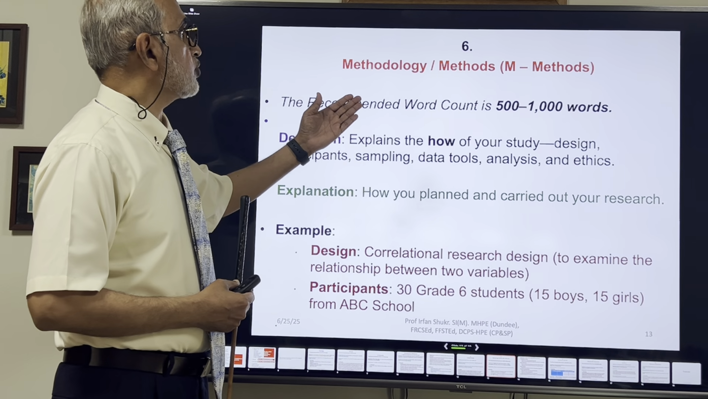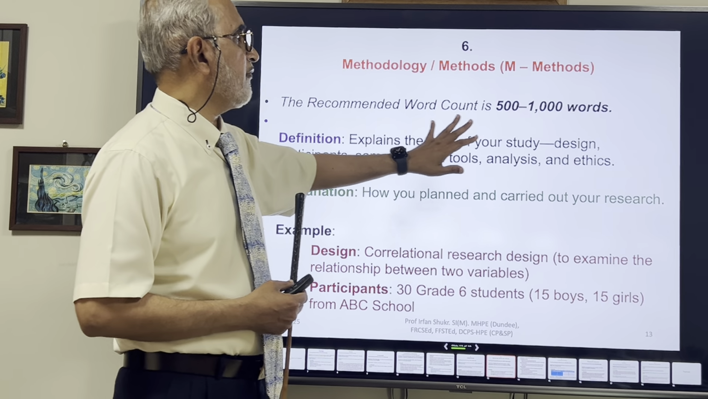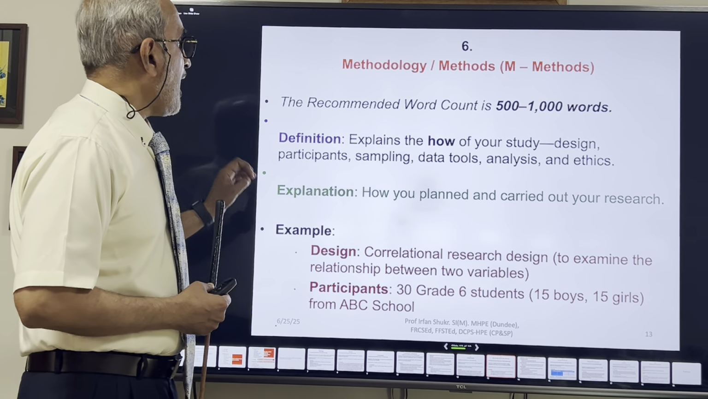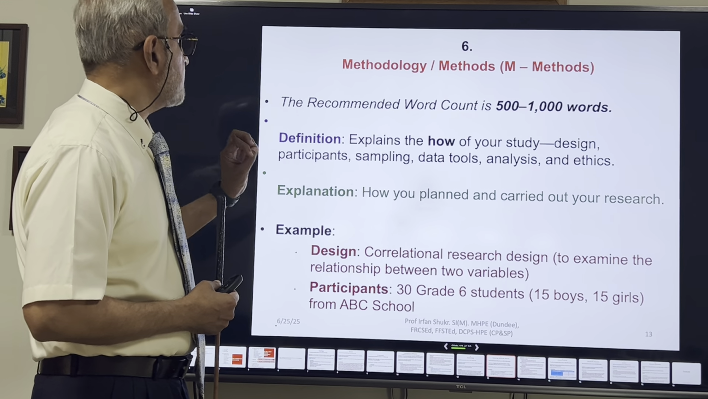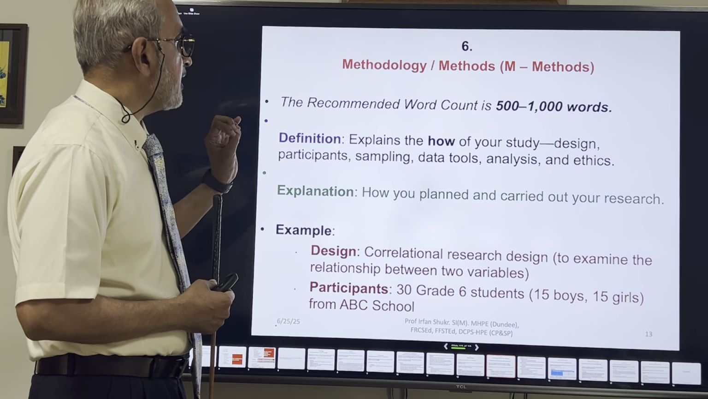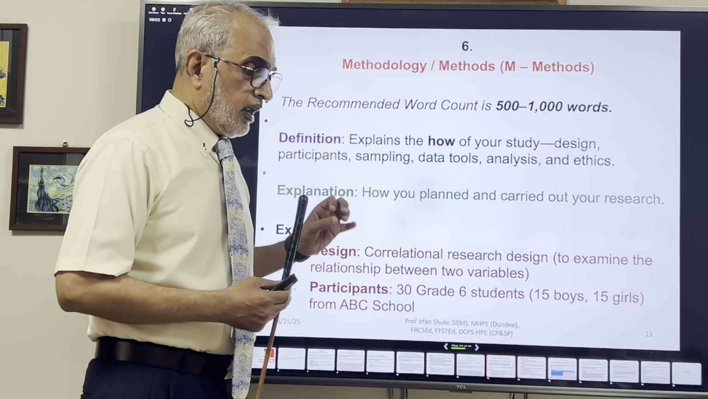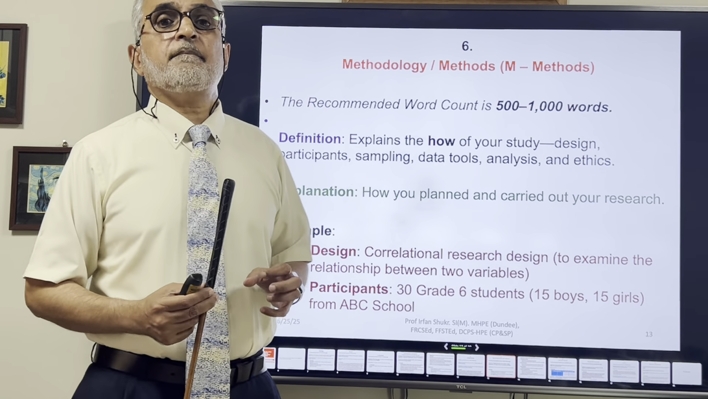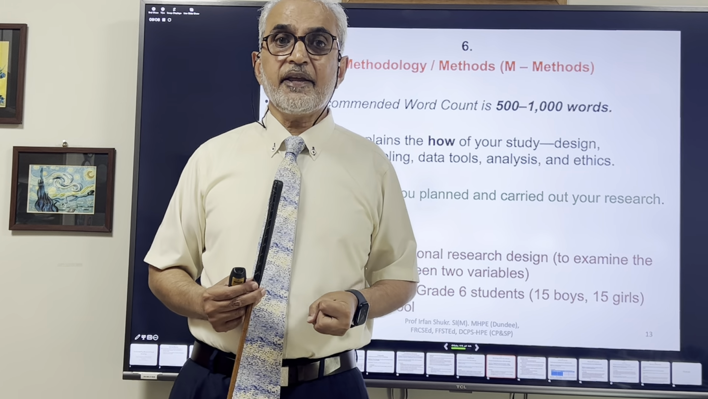Next section is methodology, also called methods. Recommended word count 500 to 1000 words, and this is very important. It explains the how of your study: design, participant sampling, data tools, analysis, and ethics. In fact, it is the methodology which decides how robust your study is.